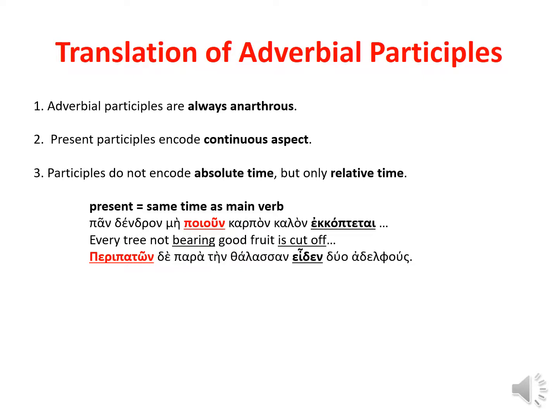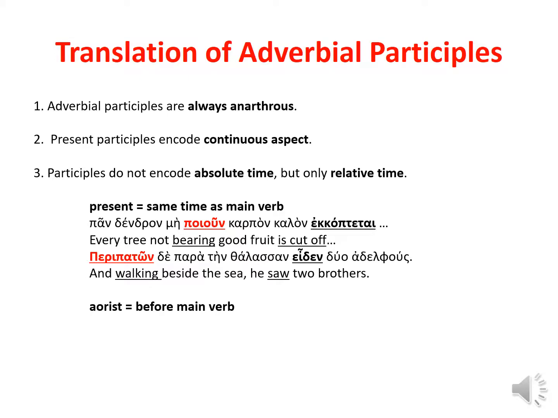And here, peripaton de para tain thalasan eden dua adelphus. So now, Aiden is actually in the aorist tense. So peripaton, our present participle, will be happening when? At the same time as that past aorist action. So, and walking beside the sea, he saw two brothers. So the walking is now actually happening in the past. Now, how this will bear on your translation, because it appears not to make a difference, will be made evident in just a second.